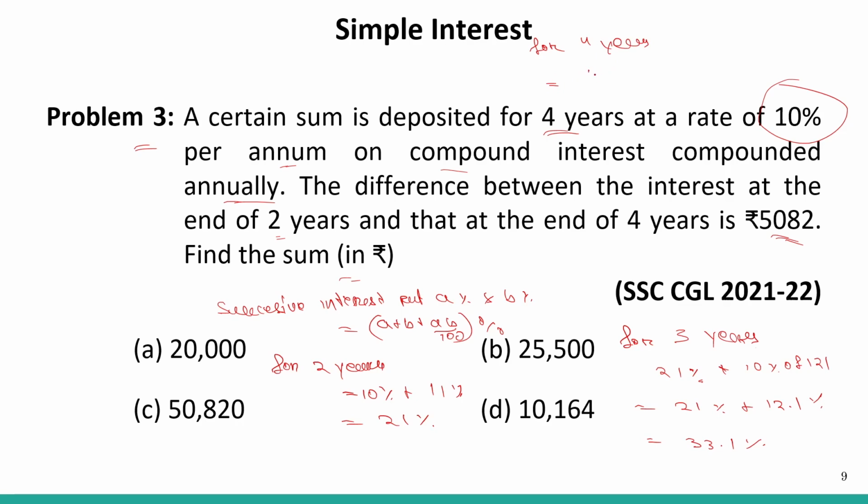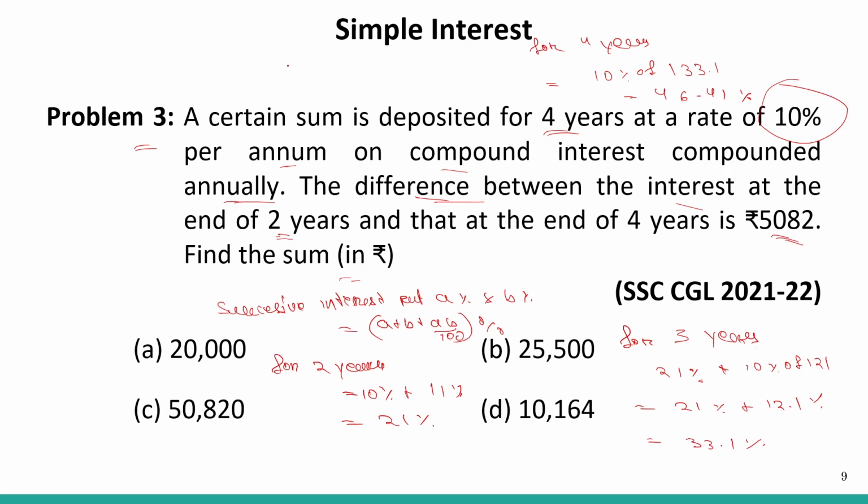Okay, it will be what? 10% of 133.1. So this is equal to what? This will be equal to 46.41 percentage, right? So what we are given is the difference between the interest rate at the end of 2 years and 4 years.